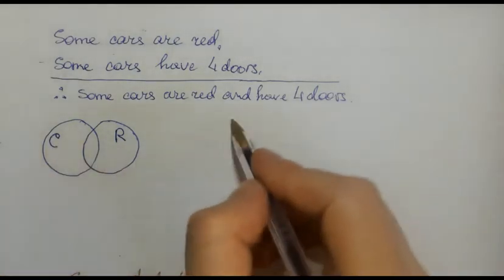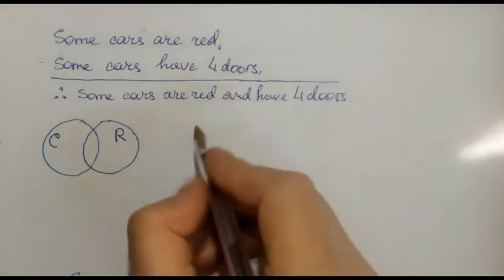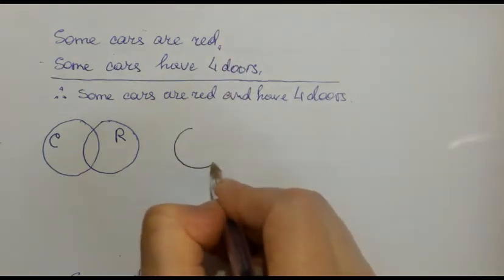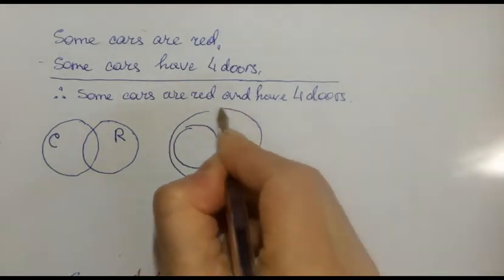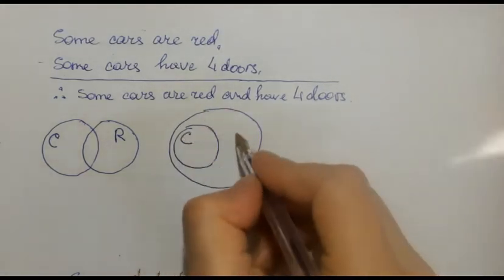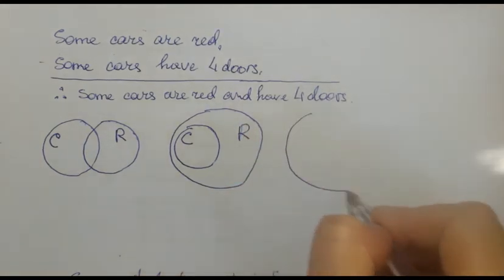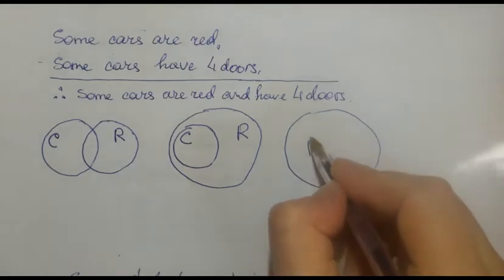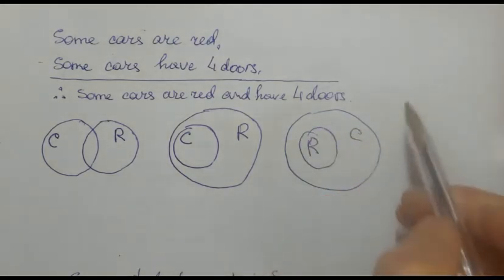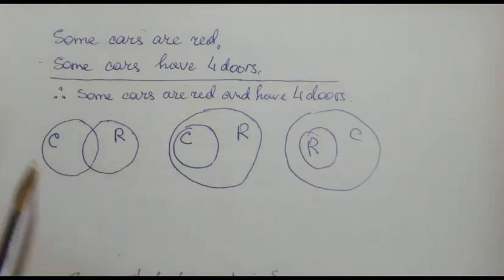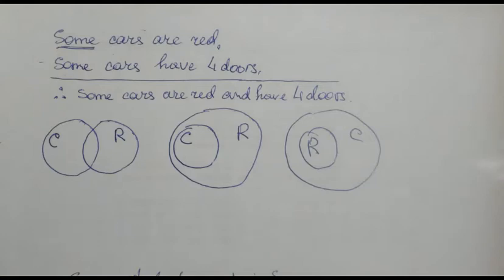But we can represent the first premise with some in a different way. The circles can overlap completely. So cars can be inside red things, or red things can be inside cars. All these three possibilities represent the quantifier some.